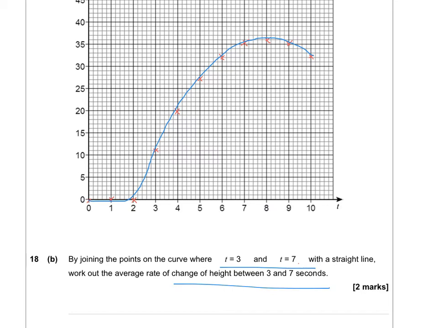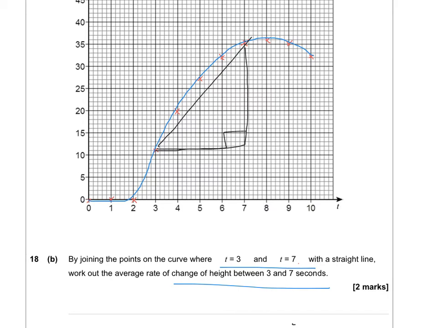So, from where t equals 3, which is this point here, and t equals 7, which is this point here, we need to join them up with a straight line. Please use a ruler to do this. And it's then important that we find the gradient of this chord that's been drawn.